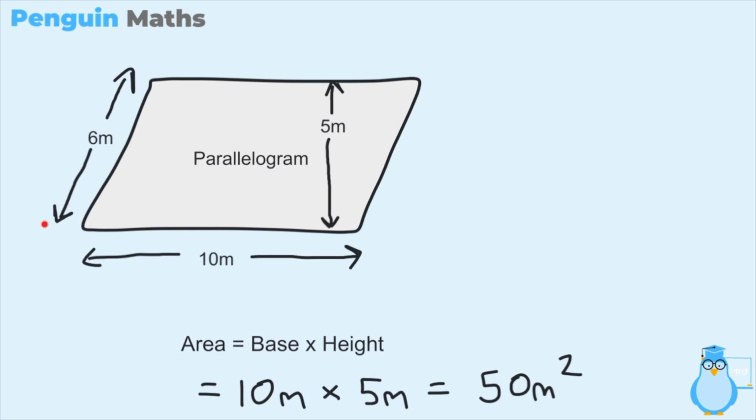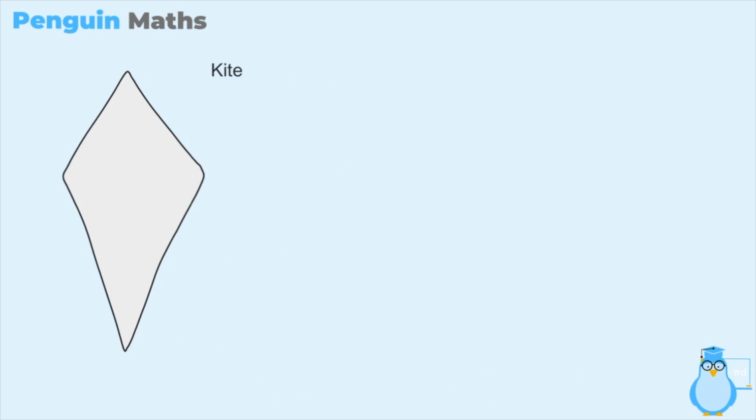And the reason that I included this side in, this 6 meter side, is just to stop any confusion happening. So the only things that we need to calculate the area of a parallelogram is the bottom distance here, known as the base, and the vertical distance from the top to the bottom surface, which is the height. That's all that is needed to calculate this equation. Okay, moving on to kites.